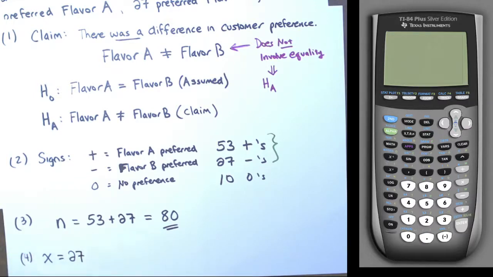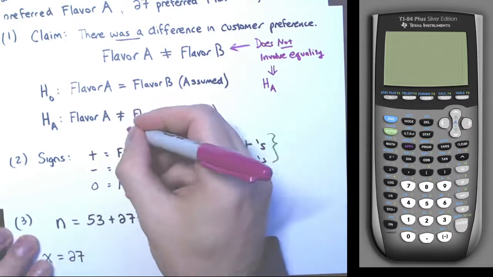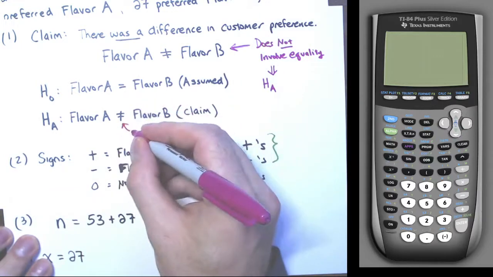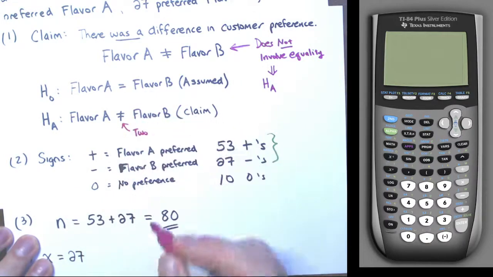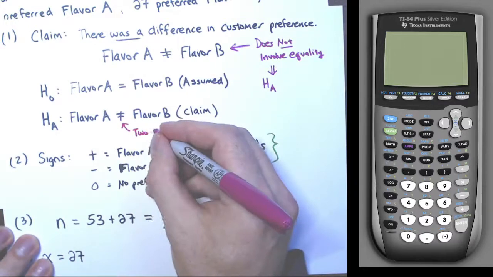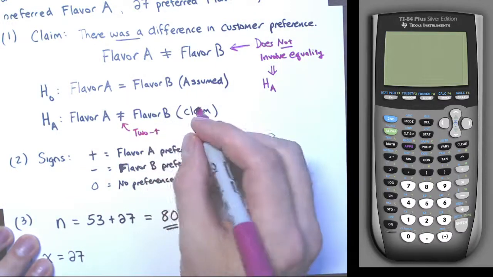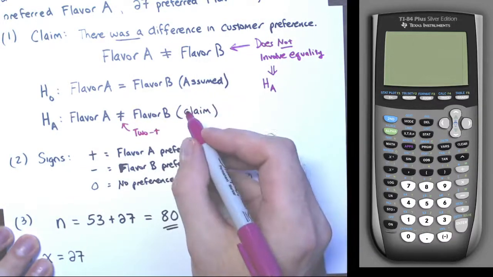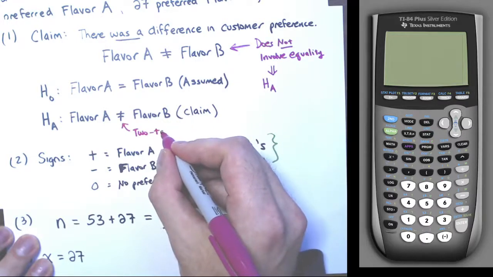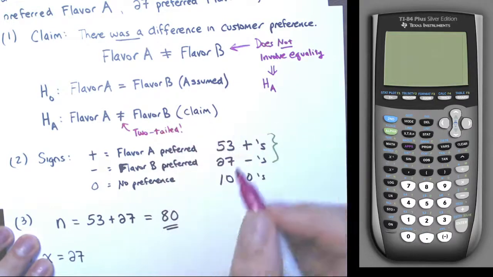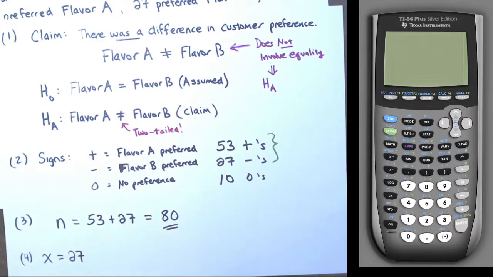And something else I'll point out too, back in the alternate hypothesis, this is another two-tailed test. It involves is not equal to. They are different. The claim was that there was a difference in customer preference. So just pointing out that this is two-tailed. Now, unlike the first two examples, this x equals 27. This is not the test statistic.